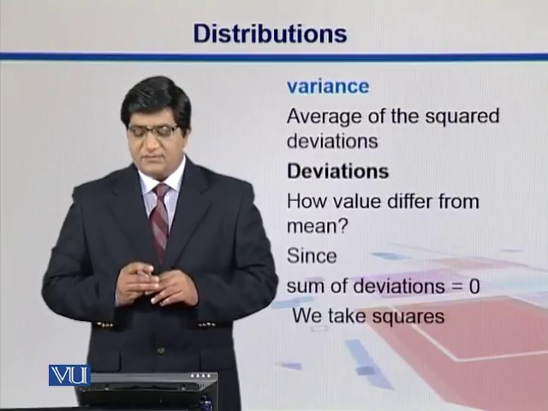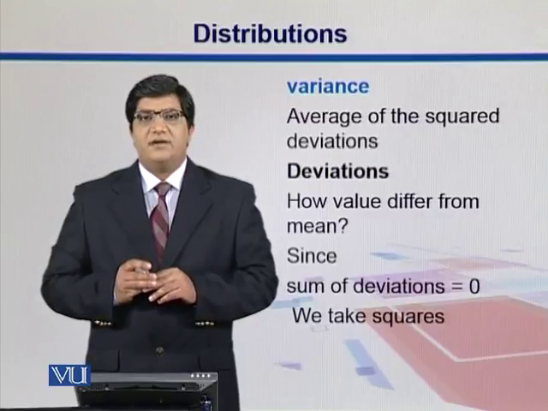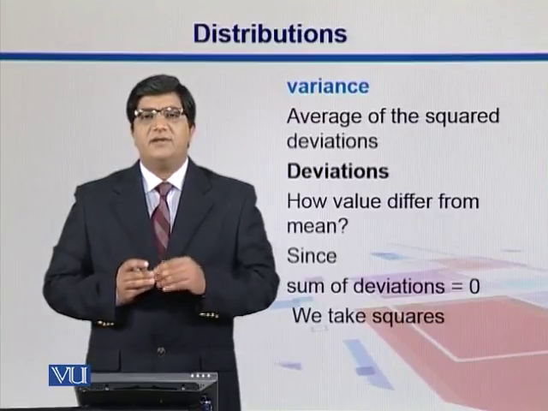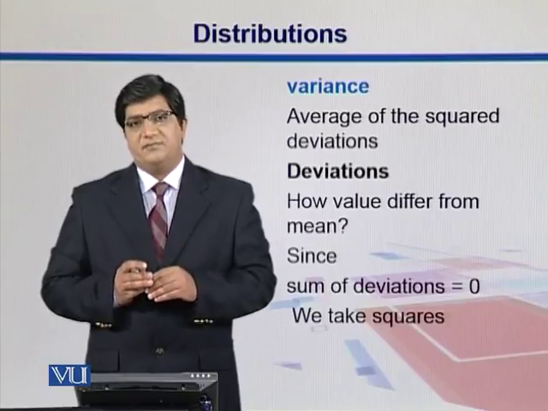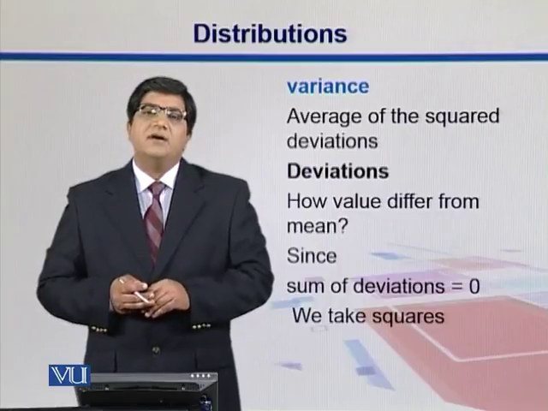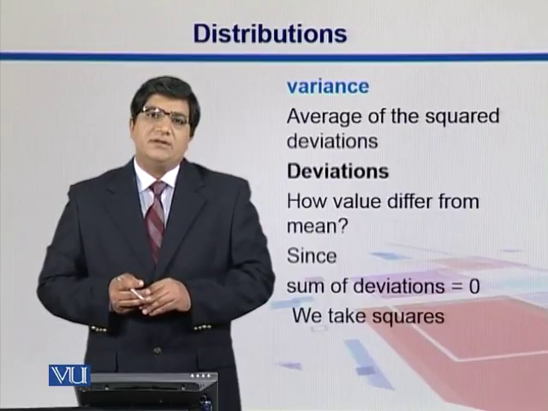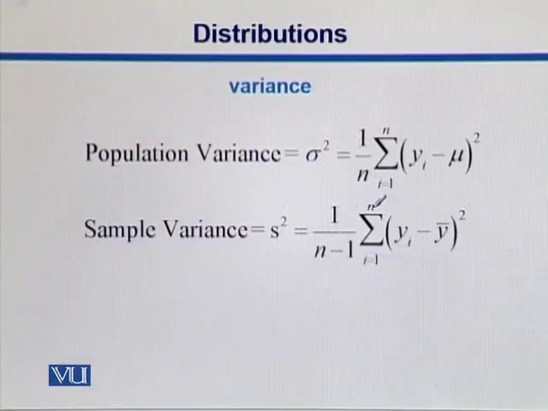Theoretically, the sum of deviations goes to 0. So that's why we square them and we take their average. We cannot have the average of deviations since the sum of their deviations becomes 0. So that's why we square them. When we square them, we get a new parameter which we call variance. In this slide, we see the equations that are used to calculate the variance.